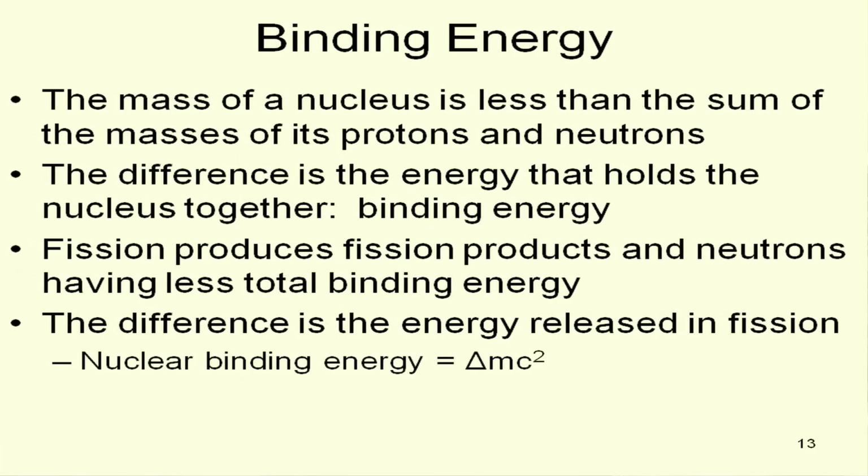Now, binding energy. The nucleus is composed of a mess of protons and neutrons, depending on which you're talking about. The mass of the nucleus is less than the sum of the masses of the free particles, and the difference is the energy that holds the nucleus together. It's called the binding energy. Fission produces fission products and neutrons that have less total binding energy, meaning energy is released. This is basically Einstein's equation. This change in mass gets converted to energy, and that's the energy from fission. That's what you're after in a nuclear reactor. But it results from the change in the binding energy.